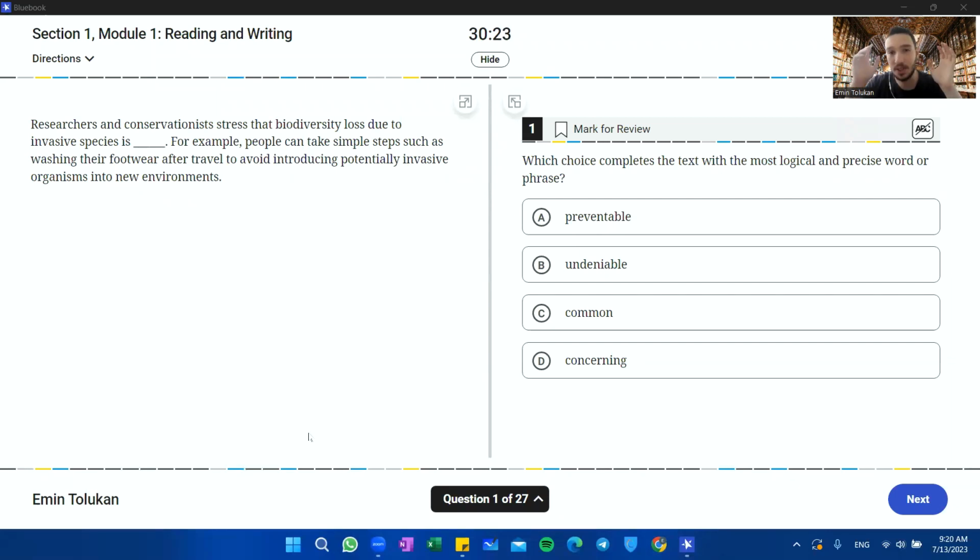Hey everybody, here's a little tip for you. This is going to be useful if you're taking the digital SAT, and this is going to help you score a little bit better in the words and context questions in the verbal section.